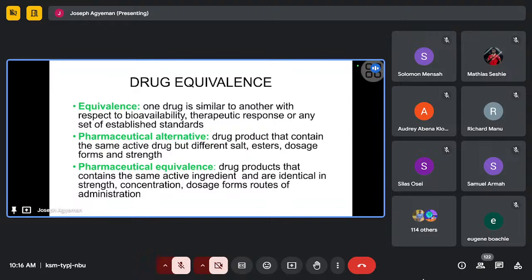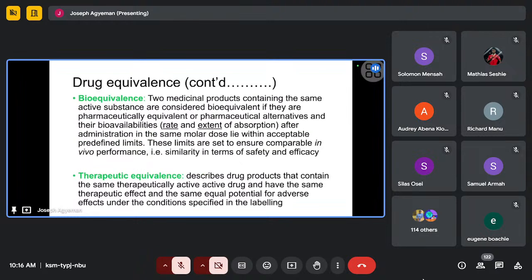They have the same strength, 50 milligram, 50 milligram, 100 milligram, 100 milligram. Then it means those two products are pharmaceutically equivalent. What else? Bioequivalent. When do we say that two drugs are bioequivalent?